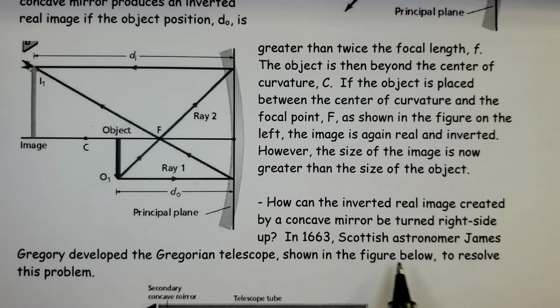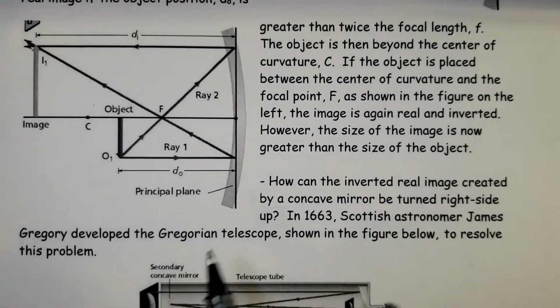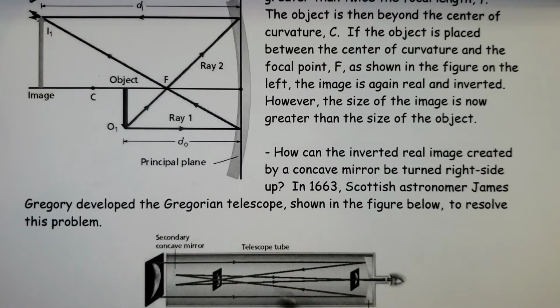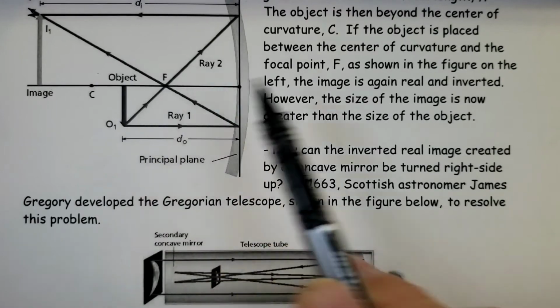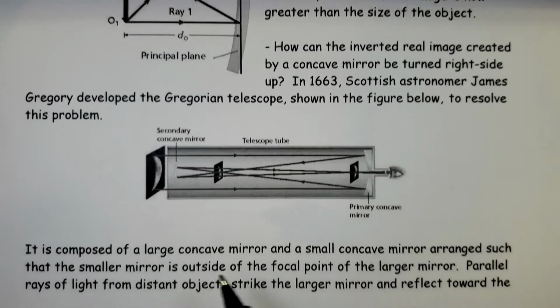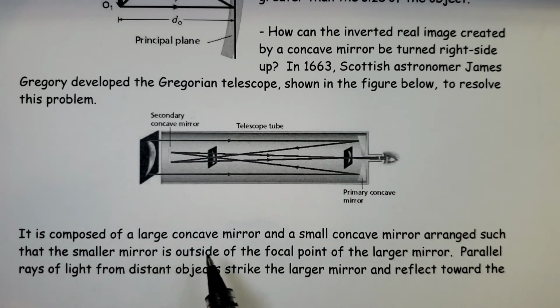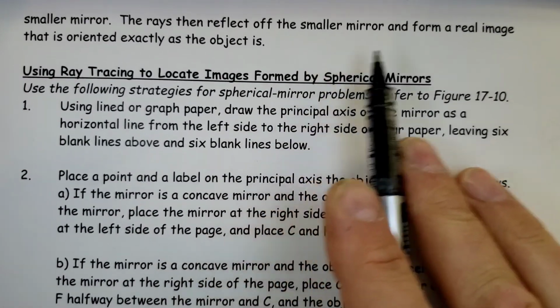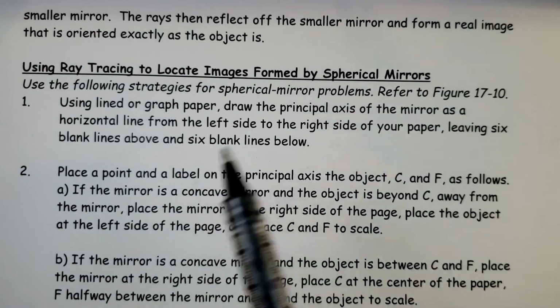In 1663, Scottish astronomer James Gregory developed the Gregorian telescope, shown in the figure below, to resolve the problem. So there's a couple of reflections that happen here so that the image appears upright, as opposed to just looking through one mirror. It is composed of a large concave mirror and a small concave mirror arranged such that the small mirror is outside the focal point of the large mirror. Parallel rays from the distant object strike the large mirror and reflect toward the smaller mirror. The rays then reflect off the smaller mirror and form a real image that is orientated exactly how we would see it.